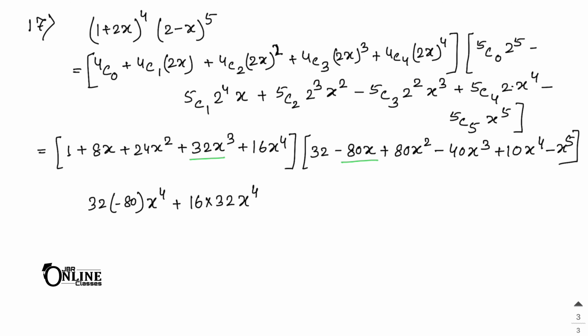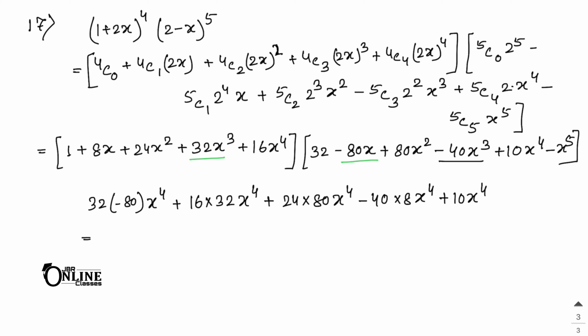Next, if you multiply 80x square with 24, it will be again x to the power 4. So 80 into 24 x to the power 4. If you multiply here minus 40x cube with 8x, you will get again x to the power 4 here also. Next one, if you multiply 10x to the power 4 with 1, it will be here x to the power 4. Okay, so these are the total terms of x to the power 4.